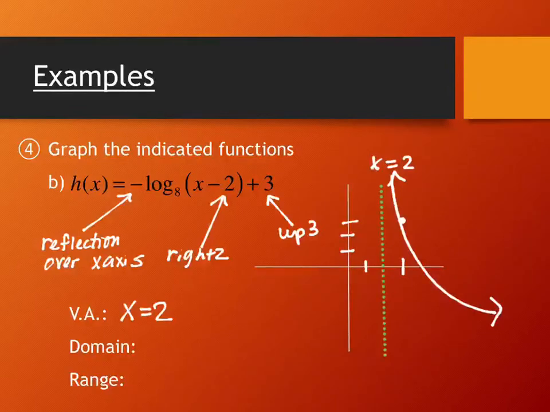What is my domain? 2 to infinity, because the dotted line starts where I can start values just right after it, right? How about my range? You got it, negative infinity to infinity. Any questions on graphs?